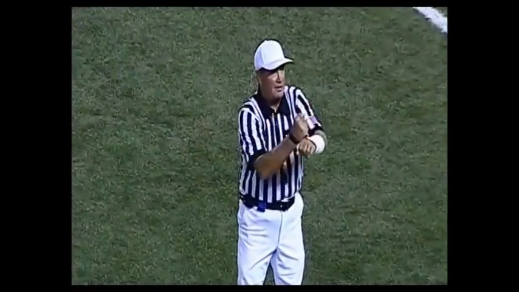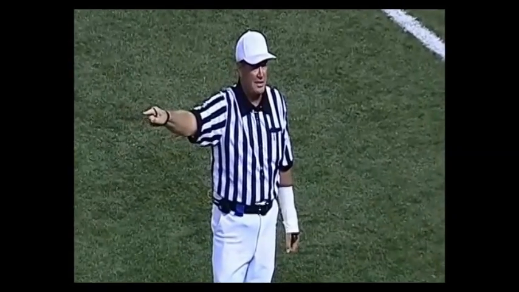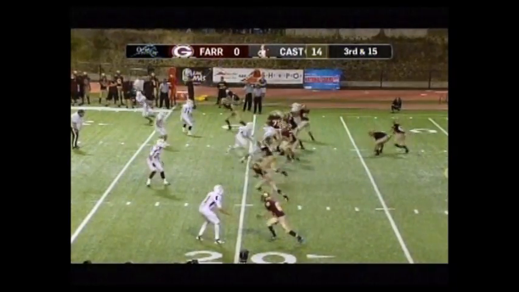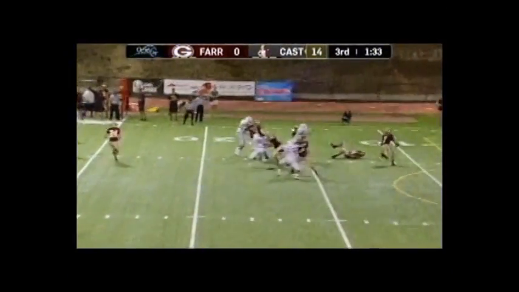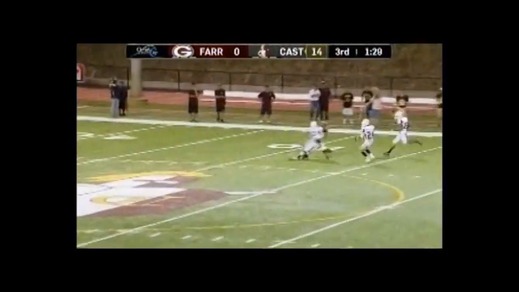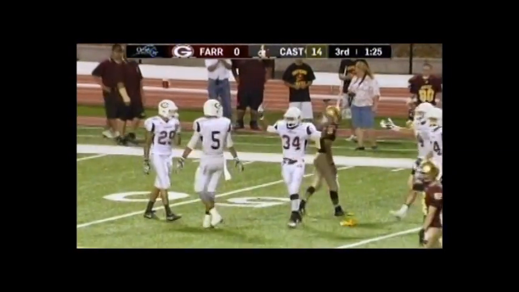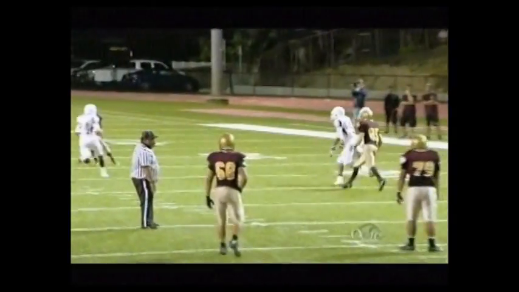Personal foul, illegal helmet contact, offense, 15-yard penalty, second down. Not targeting play number 5 is one of those plays where you have a receiver out in the open and the defenders are learning that they need to keep their head up and get it to the side. In this case, the defender did do everything right, and the official called him for targeting incorrectly.